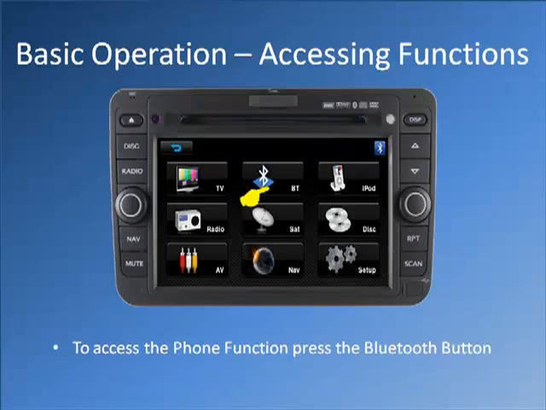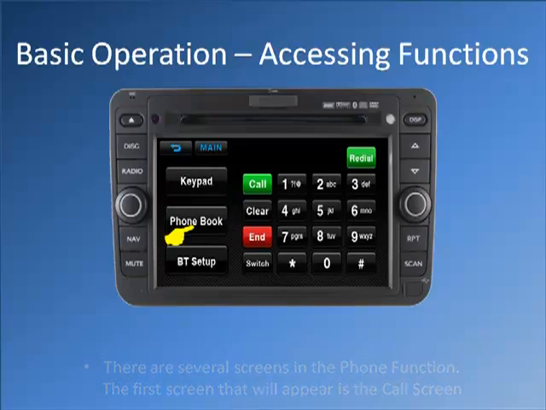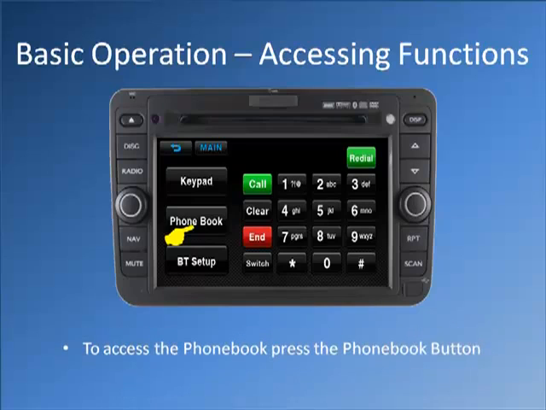To access the phone function, press the Bluetooth button. There are several screens in the phone function. The first screen that will appear is the call screen. To access the phone book, press the phone book button.